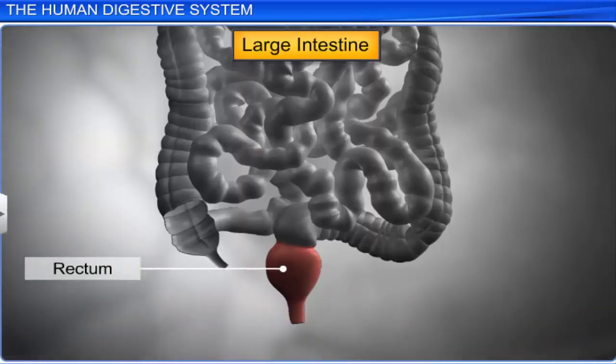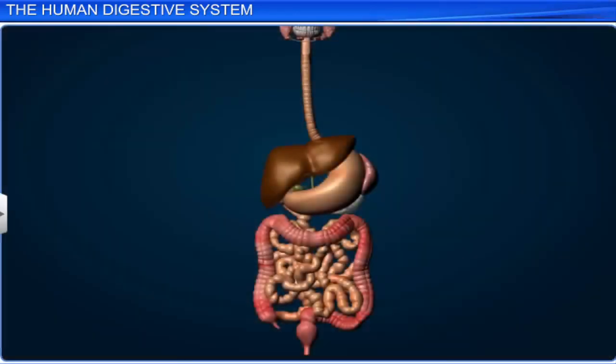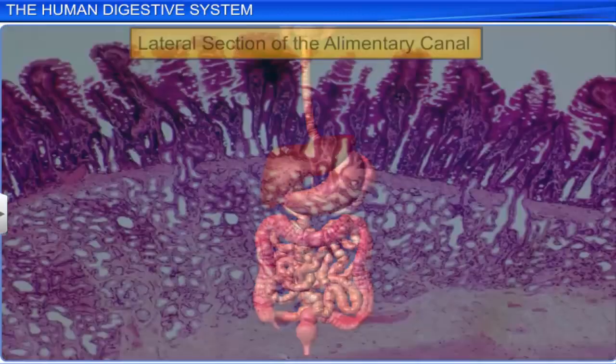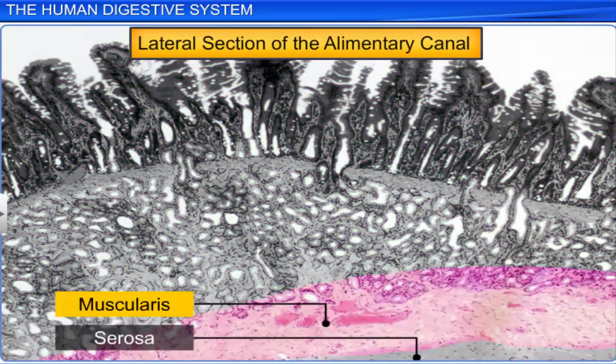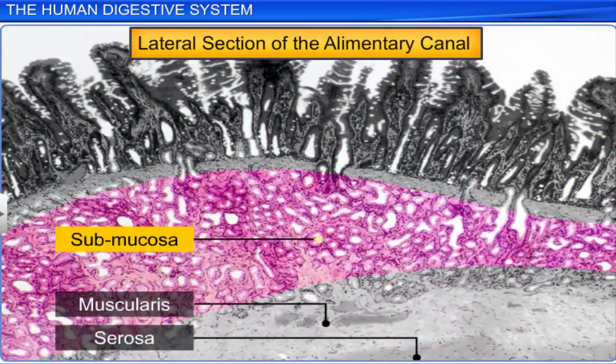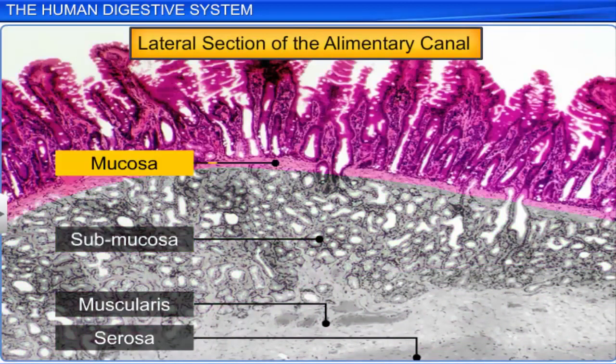The rectum leads to the last member of the alimentary canal, the anus, which passes out the undigested food remains. The wall of the anus, as well as other organs of the alimentary canal, is made up of 4 layers of tissues, namely the serosa, muscularis, submucosa, and mucosa.